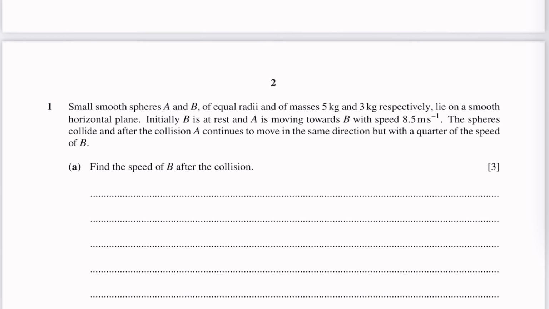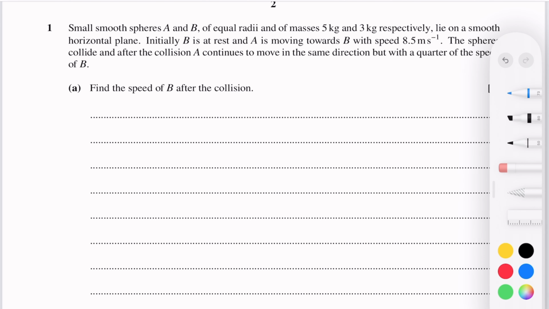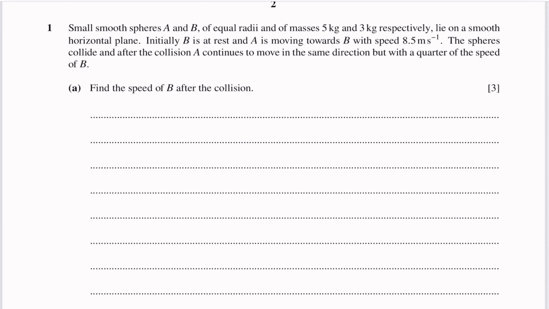Let's get started. Question number 1 says small smooth spheres A and B of equal radii and masses 5 kilograms and 3 kilograms respectively lie on a smooth horizontal plane. Initially B is at rest and A is moving towards B with a speed of 8.5 meters per second. So we can draw that A is moving towards B, which is stationary. This is A with a mass of 5 kg, and here B has a mass of 3 kg. The velocity here equals 0, but here the velocity equals 8.5.